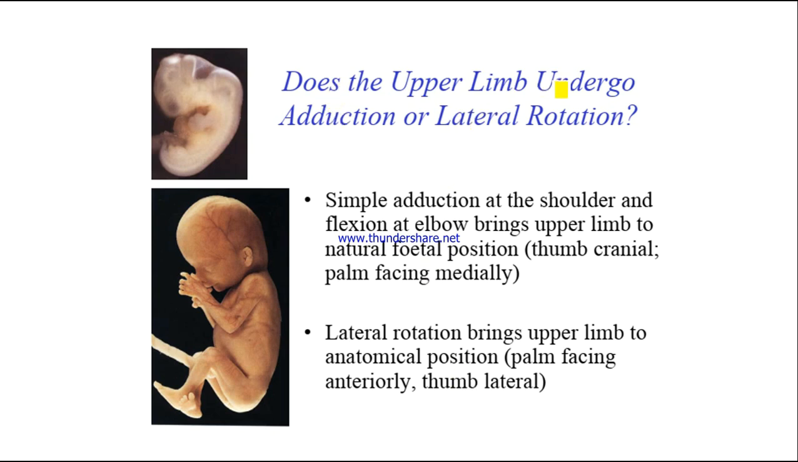So does the upper limb undergo adduction or lateral rotation? Simple adduction at the shoulder and flexion at the elbow brings the upper limb to a natural fetal position, which we can see with the thumb cranial and the palm facing medially. Lateral rotation brings the upper limb to the anatomical position, with the palm facing anterior and the thumb lateral.